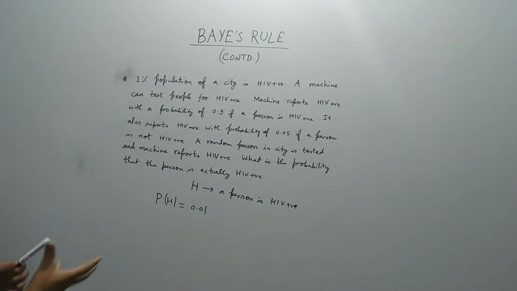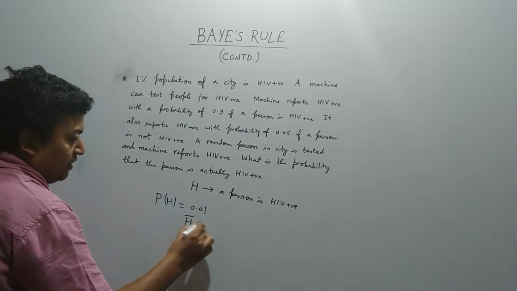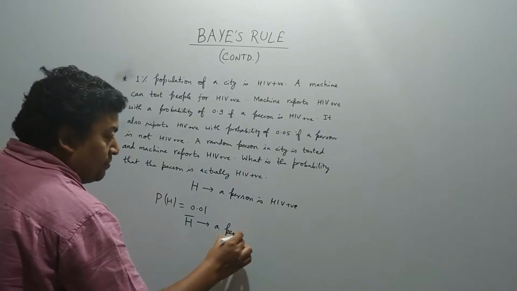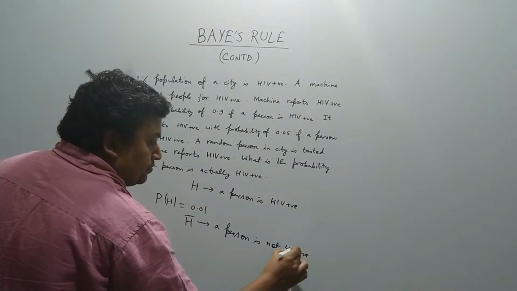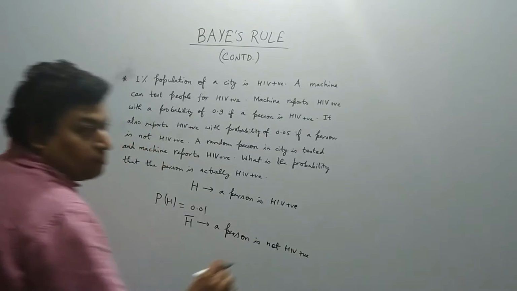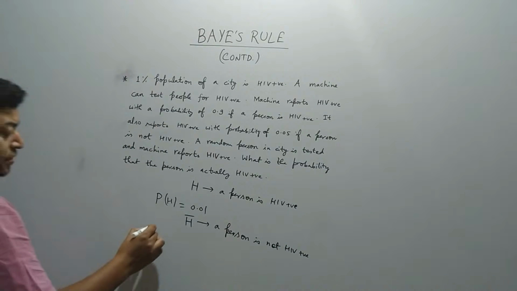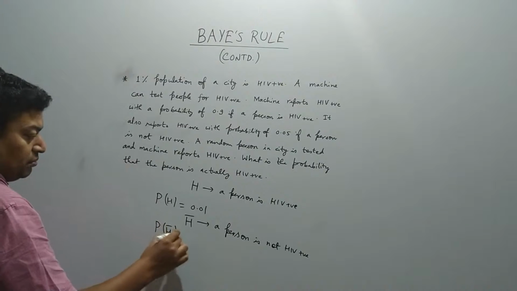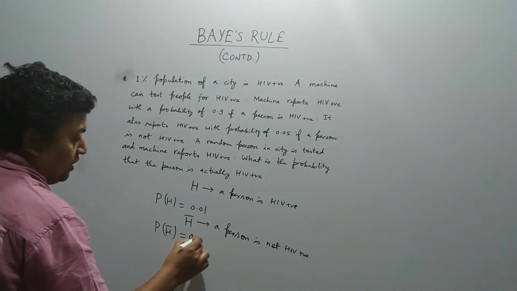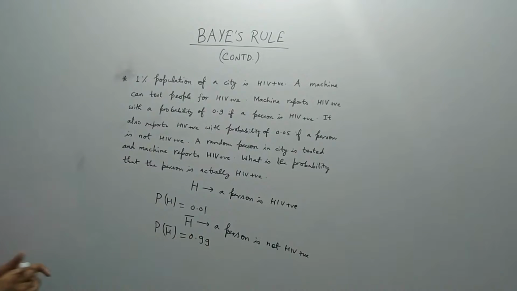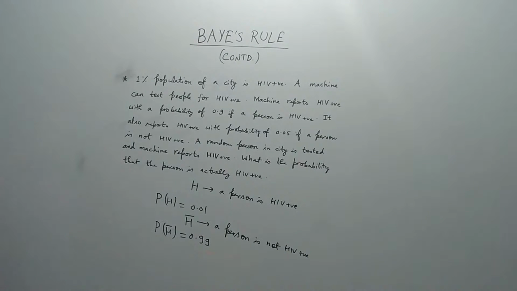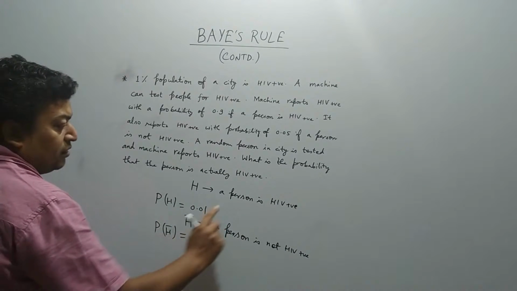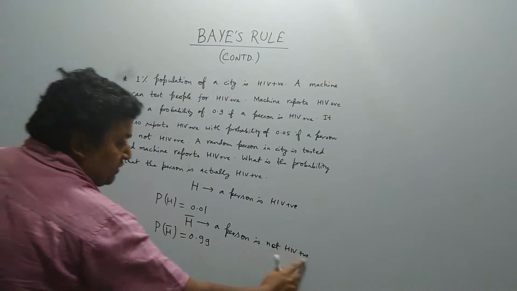But the population also has people who are not HIV positive. So another event H bar we can write as a person, of course a randomly selected person, is not HIV positive. So P(H bar) will be how much? P(H bar) will be 0.99. That means person is not HIV positive. Now, these are the events H and H bar: a person is HIV positive and a person is not HIV positive.